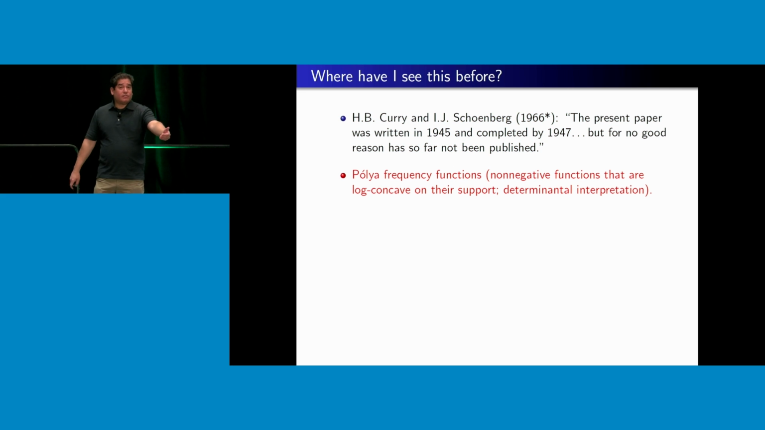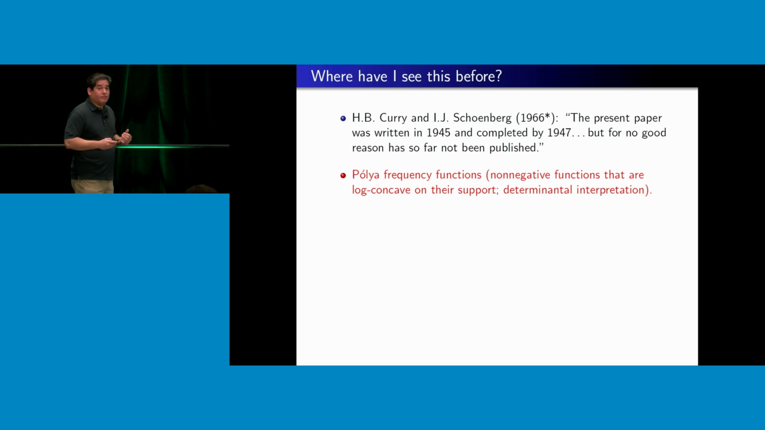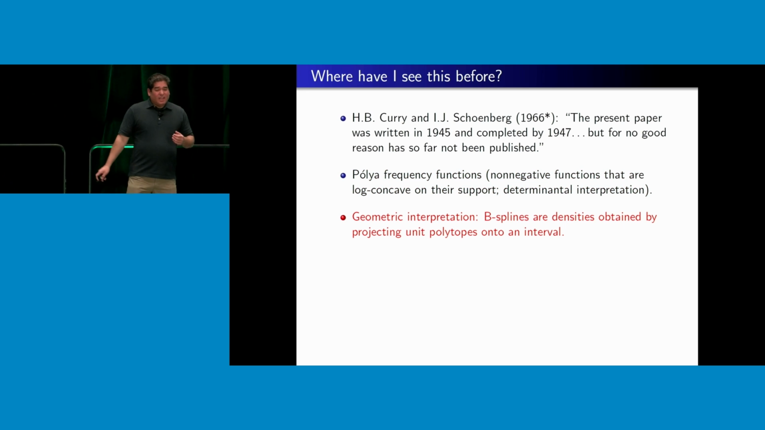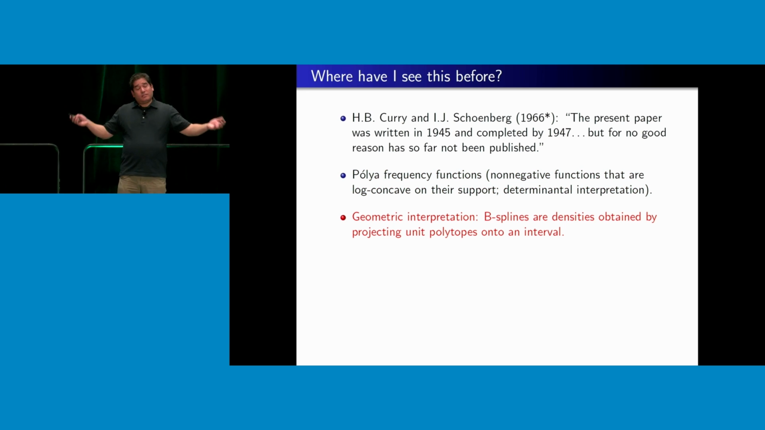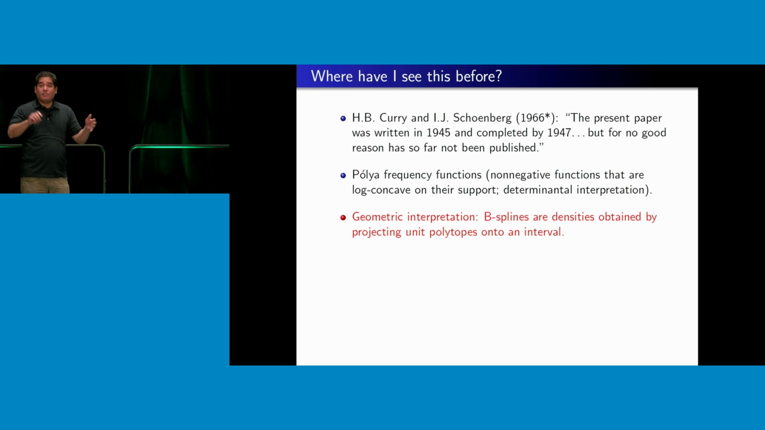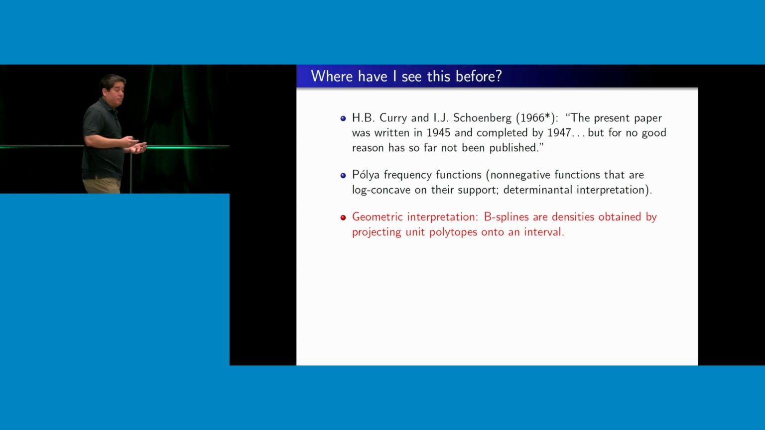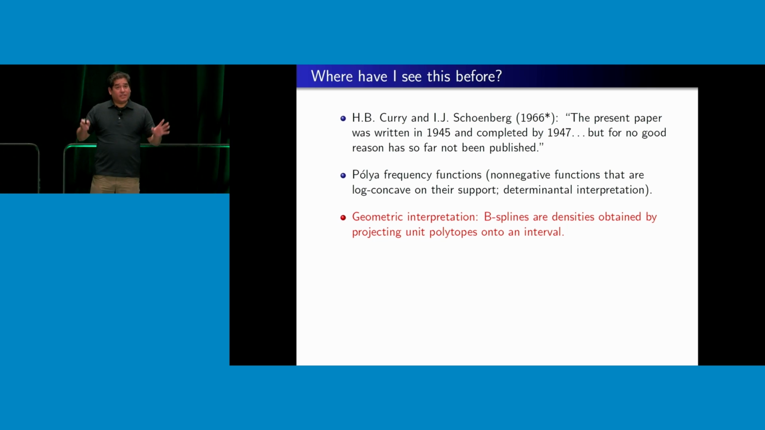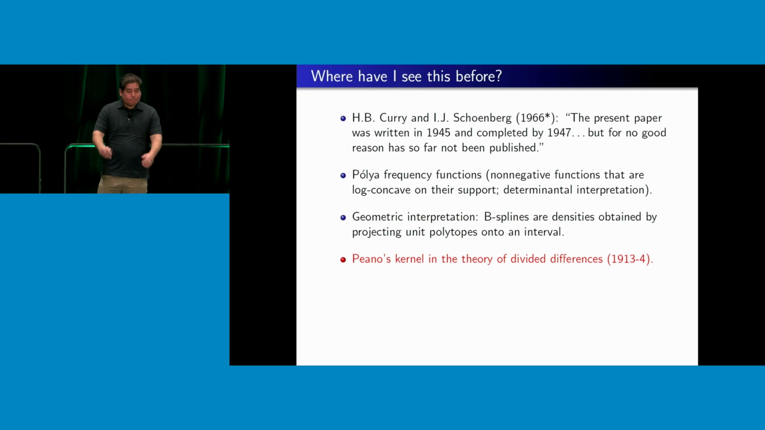And so their original interest in studying those weird functions was the study of so-called polyfrequency functions. There's a nice geometric interpretation, which I'll circle back to, which is you can recognize that these B-splines are actually probability densities obtained by taking a high-dimensional polytope of unit volume, or unit hypervolume, and then projecting it down to an interval. So it's kind of a cool interpretation. So you can attack some of these things using more geometric means.